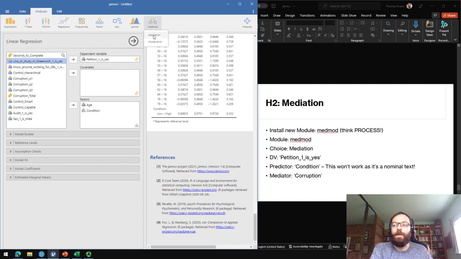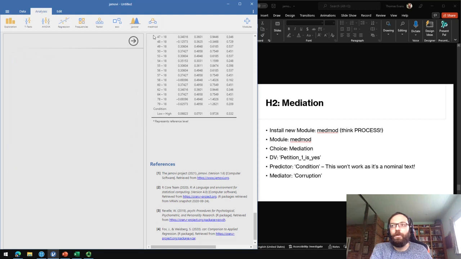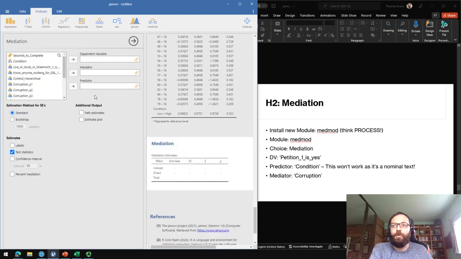And so what we ask for is mediation. We're interested in the mediation model. And for those who are familiar with the process syntax and such for SPSS, this will be quite familiar. I quite like this in that it provides very clear instructions of what's DV, mediator, and predictor.